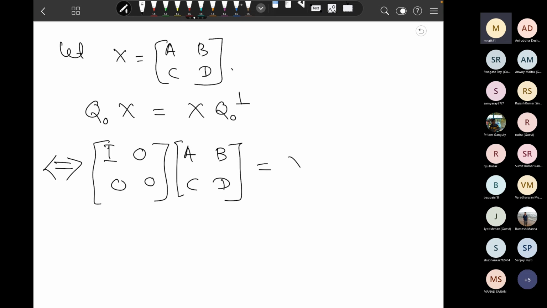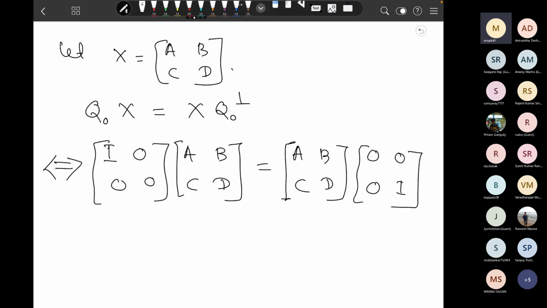This is really X equal to ABCD, and this Q naught is equal to the block matrix with I in the corner and zeros elsewhere. Okay. So you have to partition this A, B, C, D in a very appropriate way.